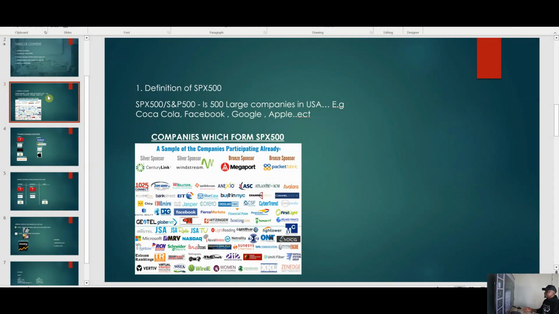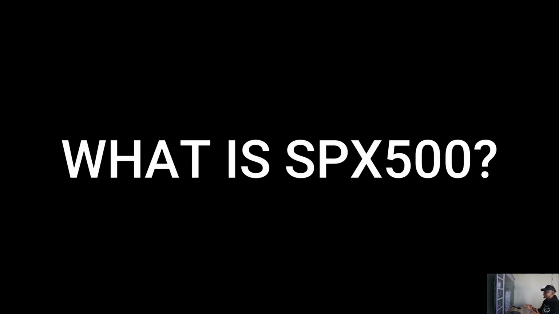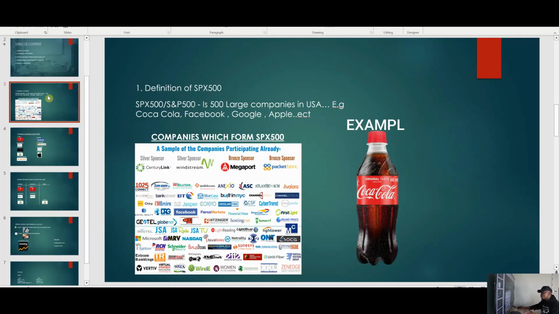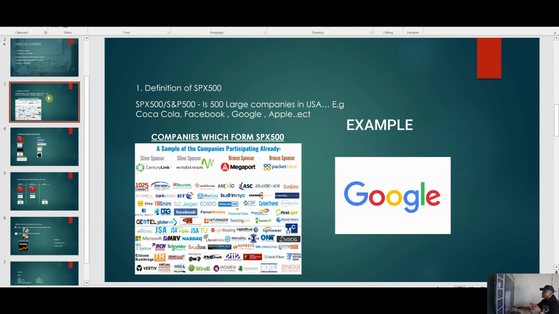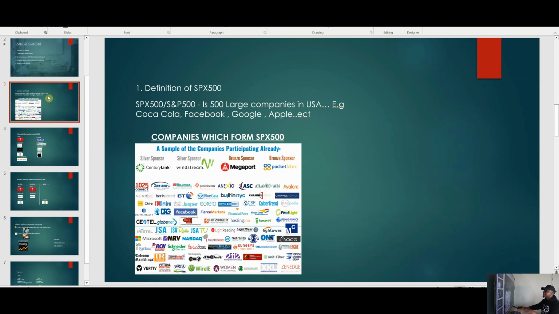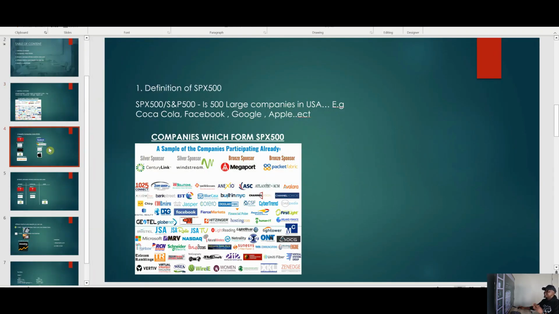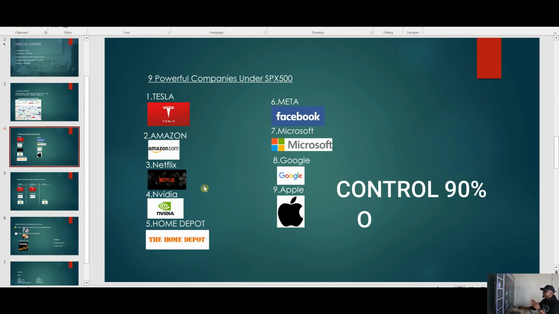Yes guys, the first question we have to ask ourselves when it comes to fundamental analysis is: what is SPX500? SPX500 is 500 large companies in the USA. For example, we have companies like Coca-Cola, Facebook, Google, Apple, etc. In total, there are 500 companies which form SPX500. Under these 500 companies, we have only 9 companies which are powerful. These 9 companies are the ones which contribute 90% of the movement under SPX500.